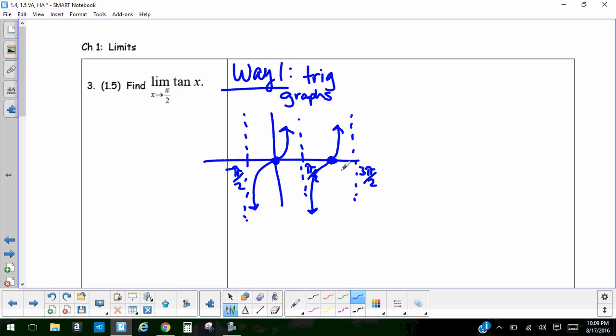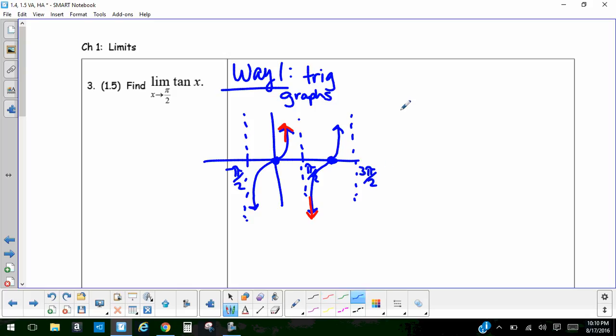I'm not real concerned with all those intercepts because I'm really only interested as x goes to pi over 2. So as x goes to pi over 2, from the left it goes up, from the right it goes down. It's not a problem that they're going to infinity, but it is a problem that it's not doing the same thing on the right and the left. So I can't answer this question as far as a limit existing. This limit does not exist because the sides are not equal from the right and the left.